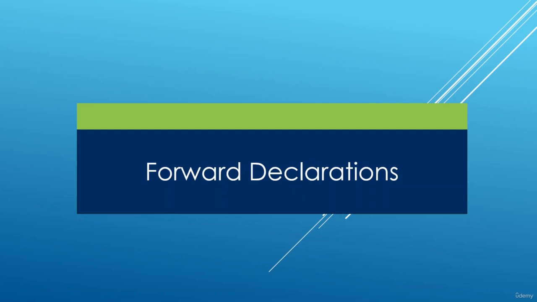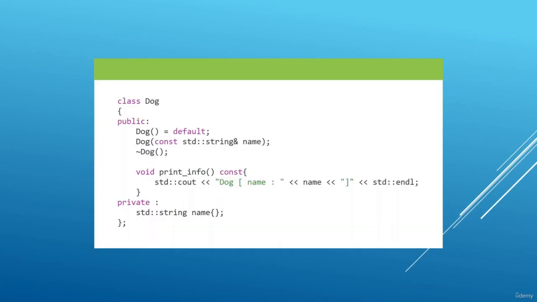In this lecture, we're going to learn about forward declarations. This is a feature we have in C++ to introduce a name in a file, and that's going to be mostly for classes. We're going to introduce a name where we need to use that name, but a definition for that name is not needed. So to really explain this, suppose we have a dog class.